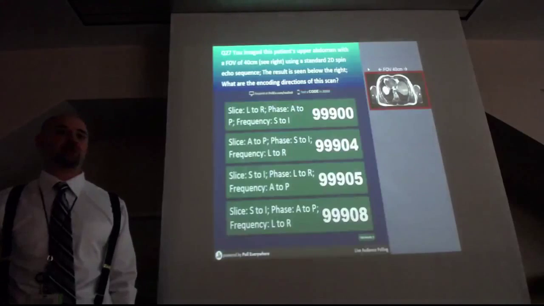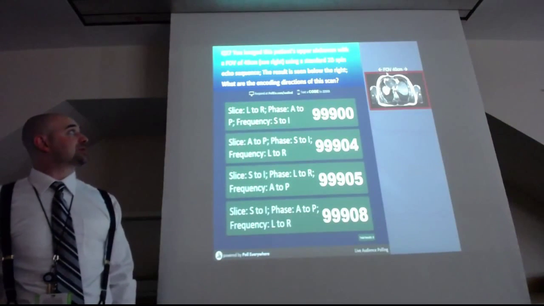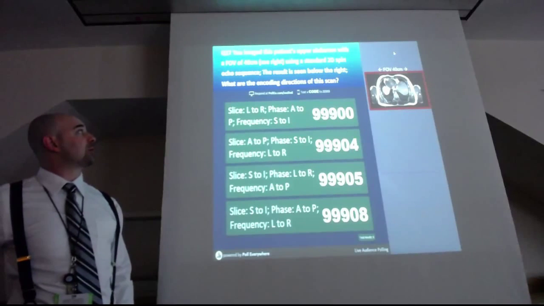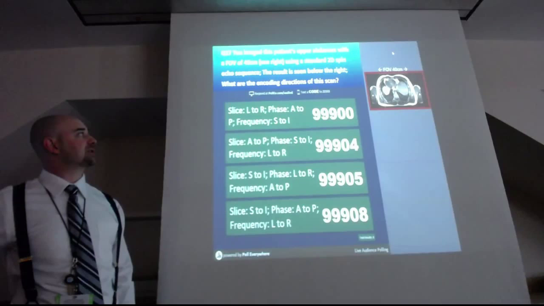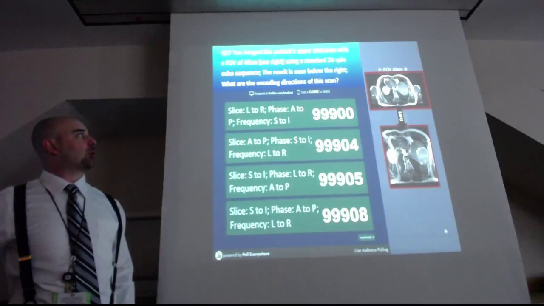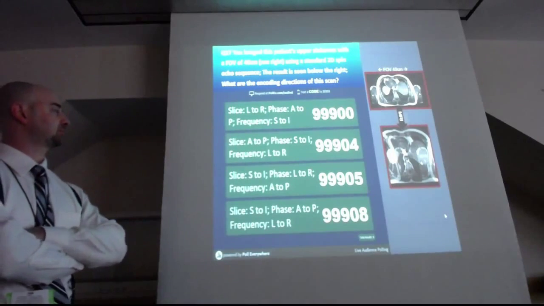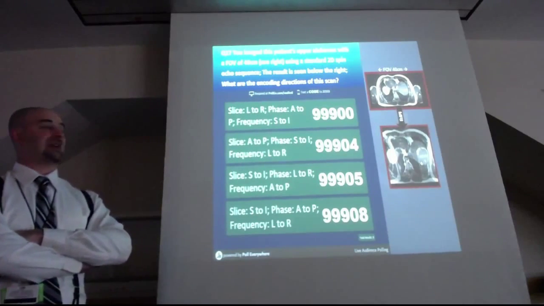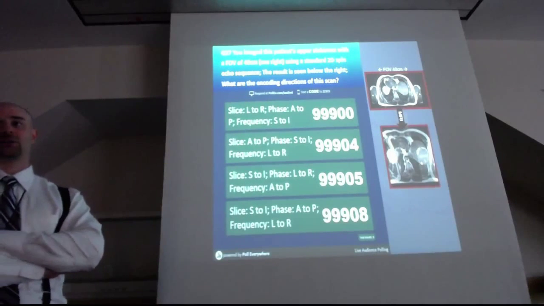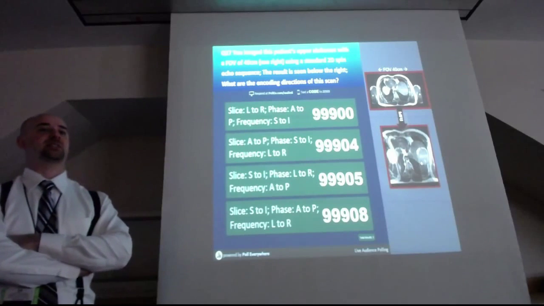Gradients are always linear and cumulative. All right. Now, you image this patient's upper abdomen with a field of view of 40 centimeters using a standard 2D spin echo sequence. The result is seen below at right. What are the encoding directions of the scan? Slice, phase, and frequency. Match those up with left to right, A to P, anterior posterior, and S to I, superior to inferior.